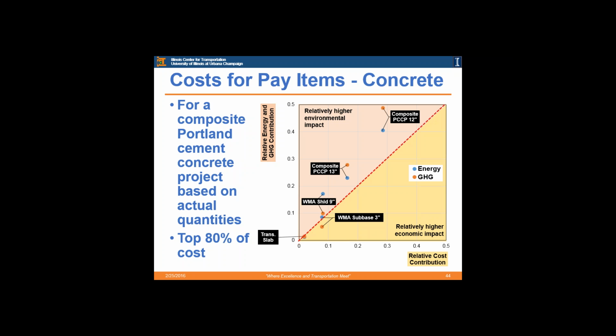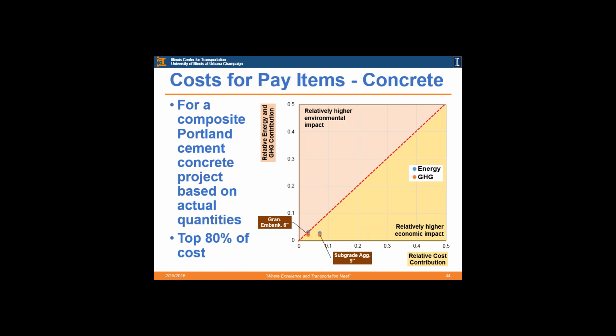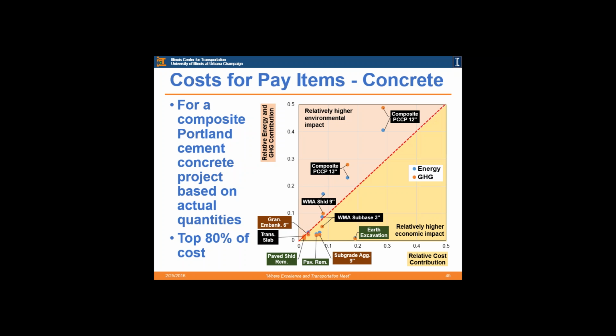You can see here that the energy and greenhouse gas contributions are actually fairly different because of the very high amount of greenhouse gases that come from cement production. And so that's why the relative contribution of the concrete pavement pay items are higher than the energy. And then we look at the granular embankment and subgrade aggregate, and then finally the earth extraction and pavement removal pay items. And then we have everything together here.